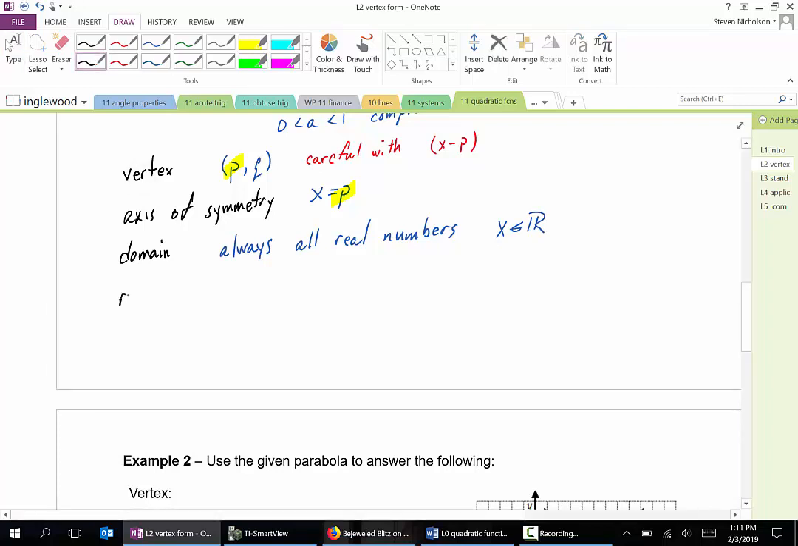Now the range is a bit trickier, but the range idea is it's related to the y coordinate of the vertex, and it's also related to a. Again, if a is positive, it opens up, and you have a bottom. If a is negative, it opens down, and you have a top.